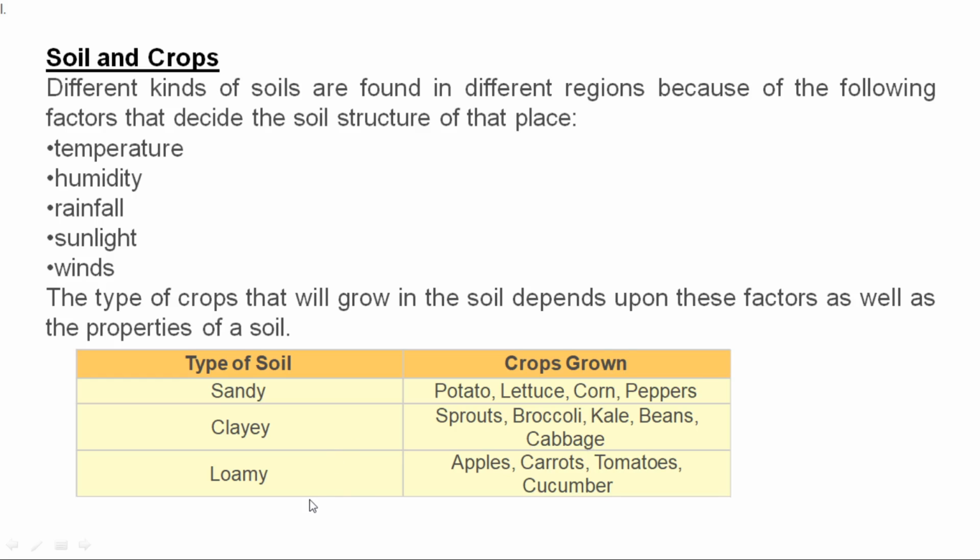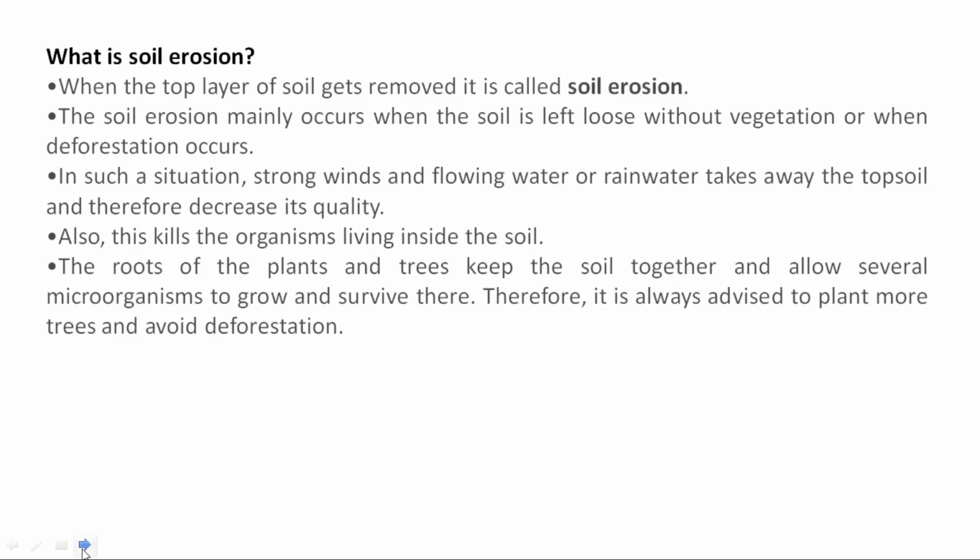In loamy soil, which is between clay soil and sandy soil, we can grow apples, carrot, tomatoes, cucumber, like this. So in different types of soil you can grow different types of crops.